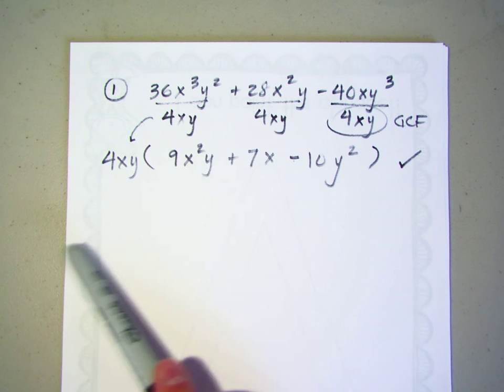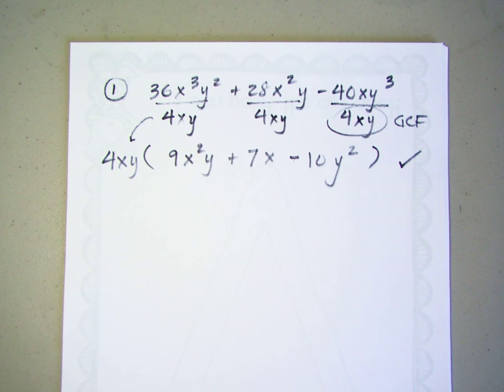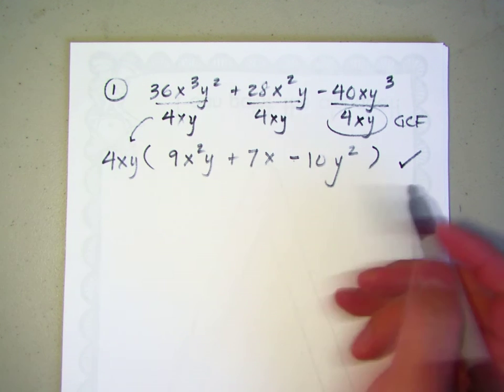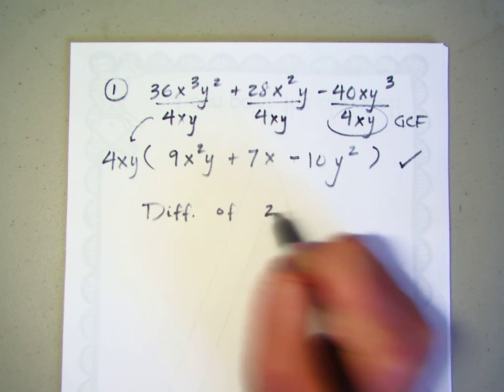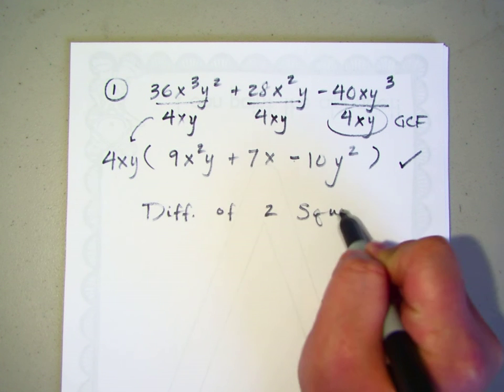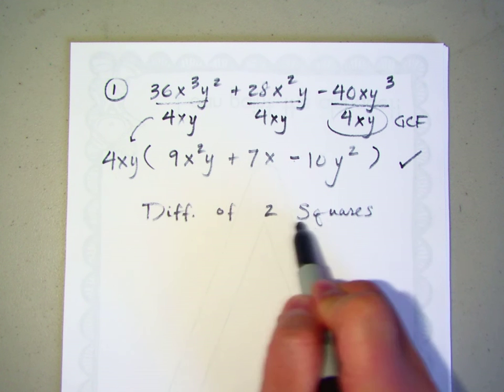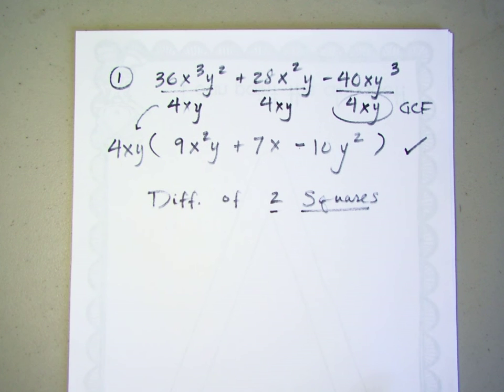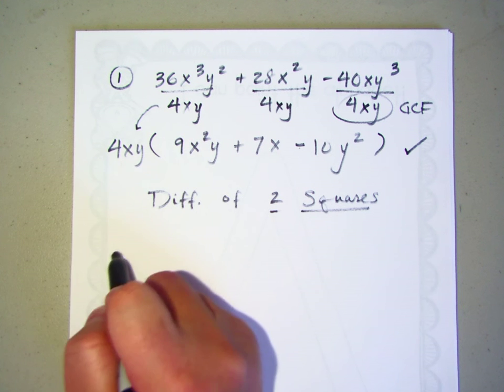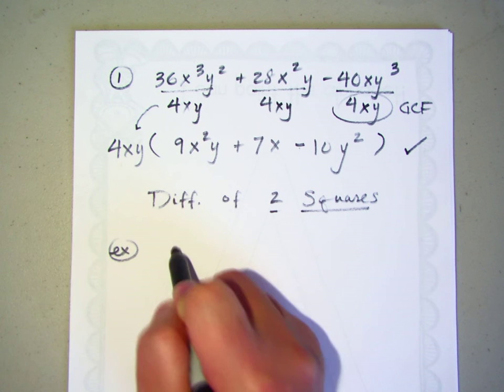All right, so we'll quickly move to the second type. The second type is called a difference of two squares. Now this method, as it would imply, can only be used when we have a binomial, two terms. So we'll start off with something a little simple here, something like x squared minus 16.